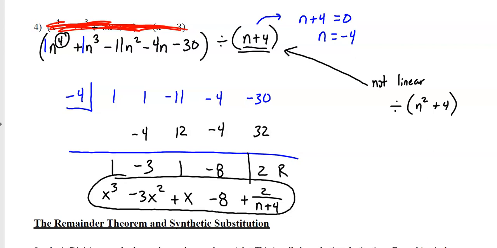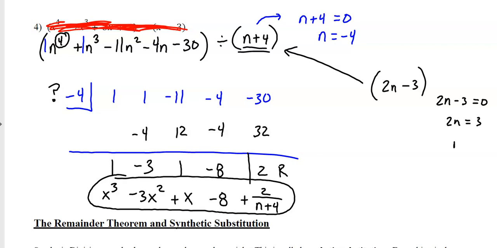One other thing that may come up, I'm not going to do a full example, but let's say you divide by 2n minus 3, all right? And you're like, what am I going to put over here in this outside number? Well, you just set the thing equal to 0. So you'll get 2n equals 3, and n equals 3 halves. And now you would start off with 3 halves as your outside number. And you'd still line up all your coefficients, get your remainder, and you'll be good to go. So sometimes you'll have a fraction out there if there's a coefficient in front that screws things up. So you'll see a few of those in the homework.